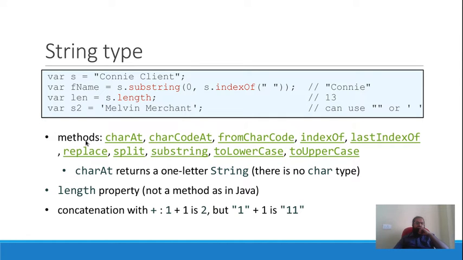So you have different methods, meaning different functions. Methods are generally associated with object-oriented programming, and methods are class methods. So you can have s.charAt, s.charCodeAt, String.fromCharCode, s.indexOf, s.lastIndexOf, s.replace, s.split, s.substring, s.toLowerCase, s.toUpperCase. All of these things are possible.